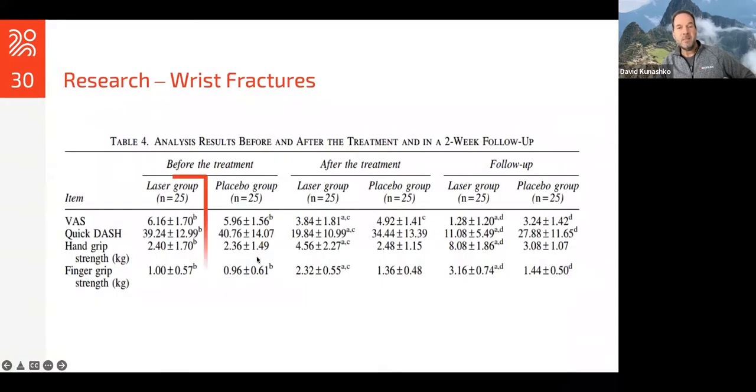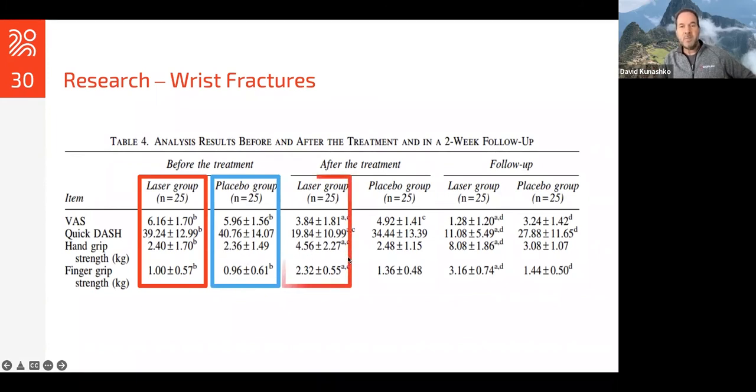Here are the results. Before the treatment, you can see VAS, which is the pain. So that's like a 6 out of 10 on pain. The DASH score, which is a questionnaire for functionality and different symptoms, objective and subjective. So the higher the DASH, the worse the scenario. Hand grip strength and finger grip strength. And then the placebo group, which should have roughly the same kind of numbers, which they do.